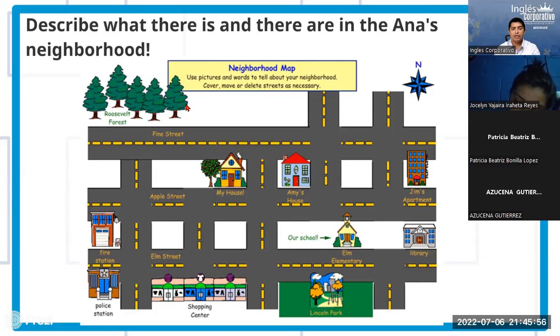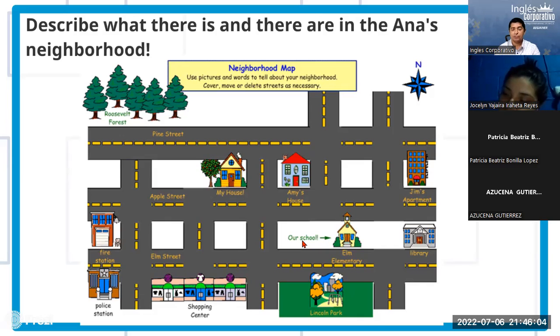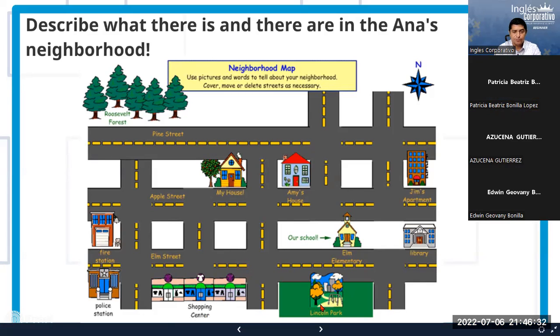For example, I can say, okay, on the map, there is a school. Okay, en el mapa hay una escuela. What else you can tell me about? ¿Qué más me pueden mencionar? In the map, there are three shopping centers. Okay. There are three shopping centers. ¿Será que son tres shopping centers? ¿O será uno? Three. Okay, let us imagine that.